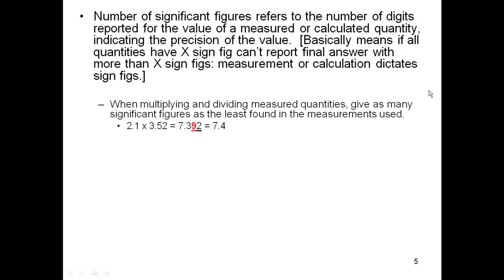So, example, 2.1 times 3.52. The first number has 2 sig figs. The second one has 3 sig figs, giving me a total answer of 7.392. Now I have to decide how many sig figs. Based on this rule, when I multiply and divide, I keep as many as the least, which means the 2 sig figs is going to dictate how many I have, which gets me my final answer of 7.4. Now the question comes up about rounding. It was 7.392. How do I decide to round up or round down?